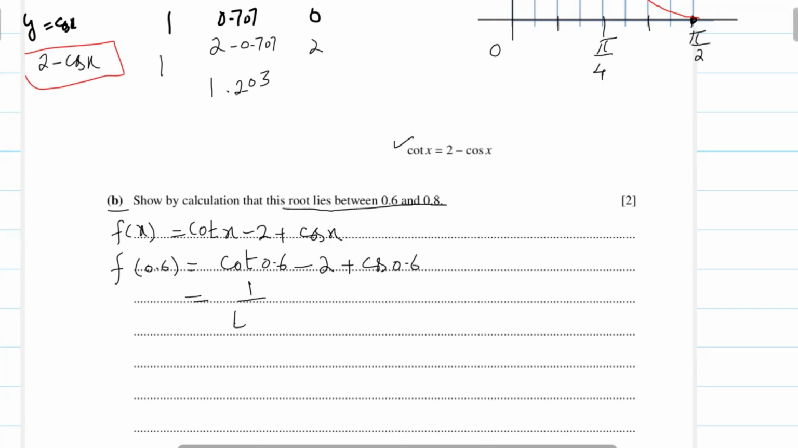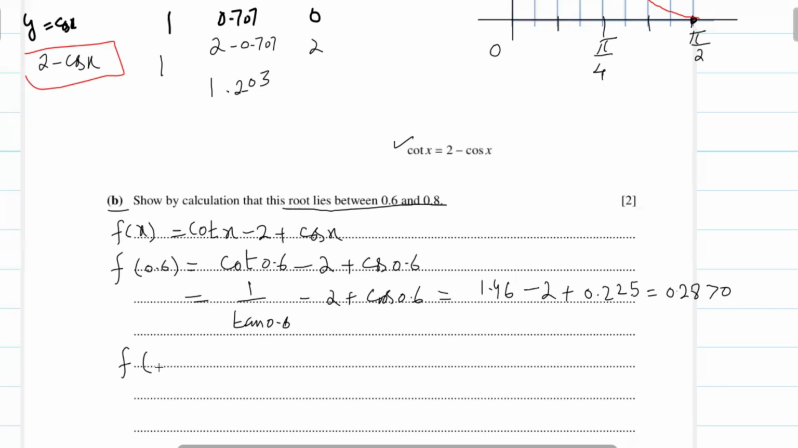This value will be equal to 1 over tan 0.6 minus 2 plus cos 0.6. And we can write this 1 divided by tan 0.6 as 1.46, minus 2 plus cos 0.6, which is 0.825. And we simplify it, and this value is equal to 0.28, which is greater than 0.